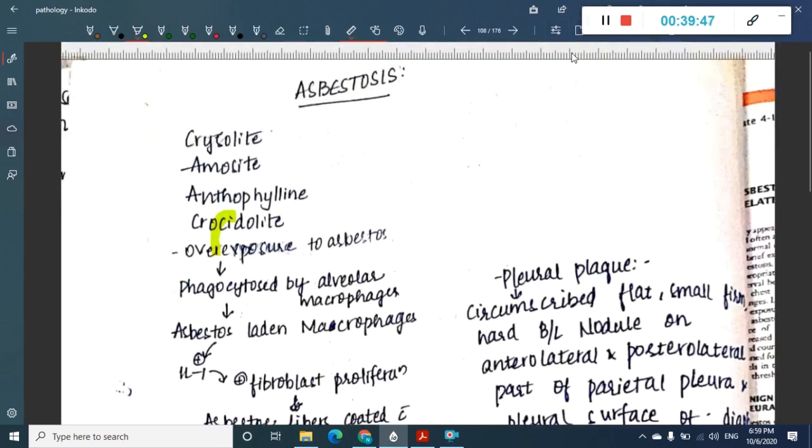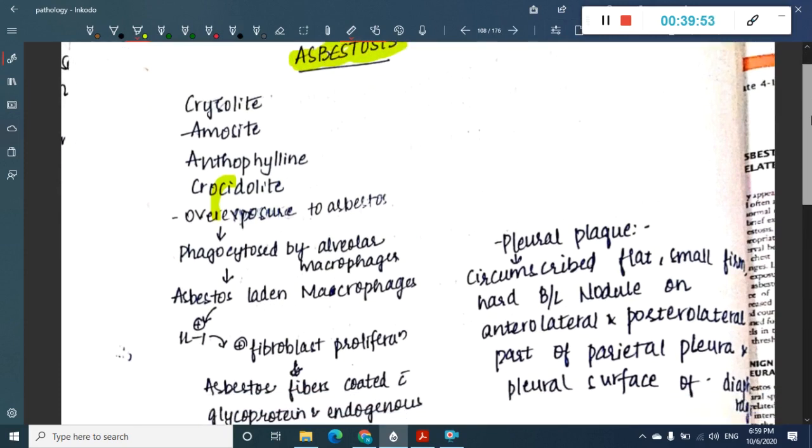Okay, the next disorder is asbestosis. So what are we going to see in asbestosis? What are the types of asbestos materials which are present? We have chrysotile, amosite, anthophyllite, and crocidolite. So we have 4 different types of asbestos, that is chrysotile, amosite, anthophyllite, and crocidolite.